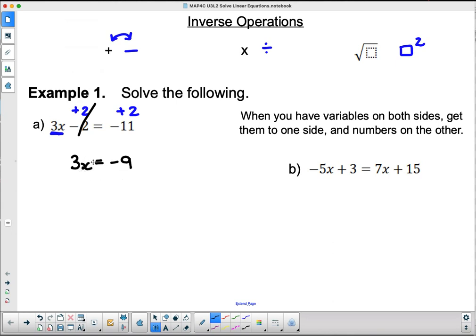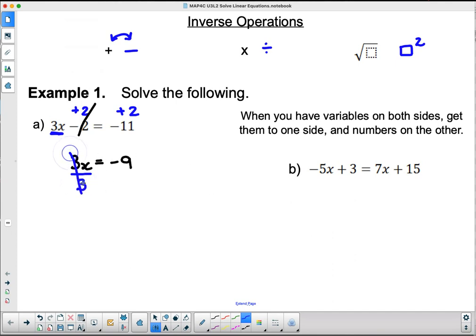So what is stopping this x from being by itself? Well, the answer to that is this 3 on the outside. This 3 is multiplying the x. That's what it means when there's nothing in between them. And so the inverse operation of multiplying is dividing. We don't usually use this symbol. We usually put it over, so it's like a fraction.